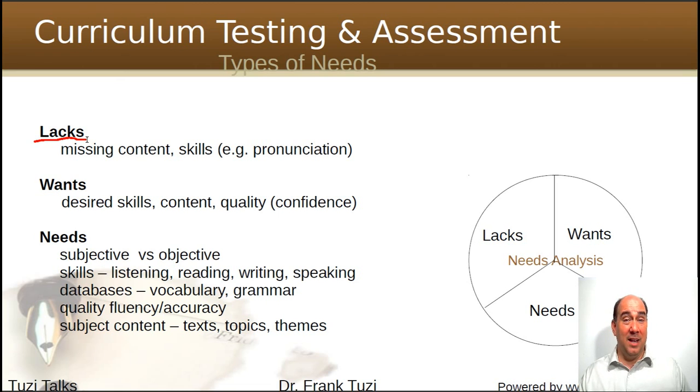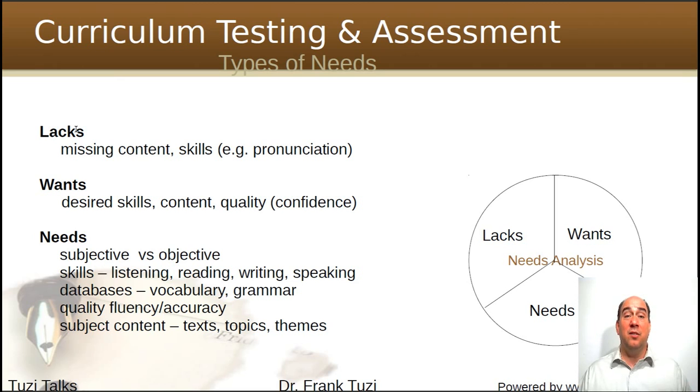Obviously, you're also going to be looking at skills. What skills are they lacking? And you might notice a whole lot of reading content that's missing, and that might be okay. You know, they may not need it, but you should identify what it is. So you want to look for missing content and skills that are missing, that are lacking, that they don't have. They may need it, they may not need it, but let's go find out what it is. What's that missing content? Next thing you want to do is find out what the wants are.